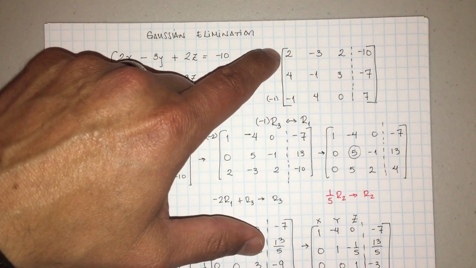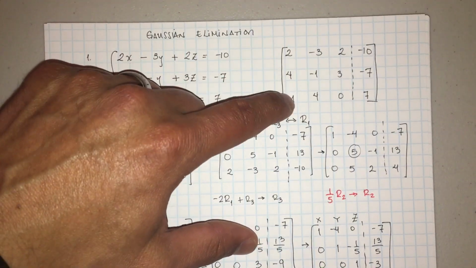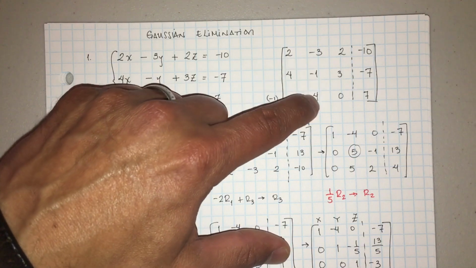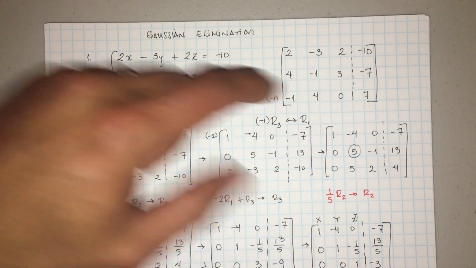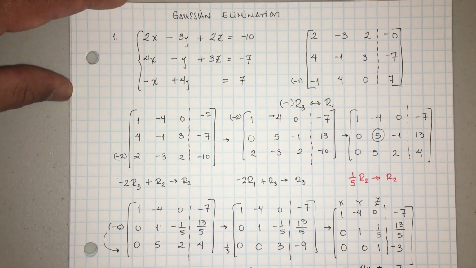But how do we start? We started with the top. Make this a 1, then make these 0. Then make this guy a 1, and then this 0. And then lastly, make that guy into a 1. It's a bit tedious, but not too bad if you go nice and slow.